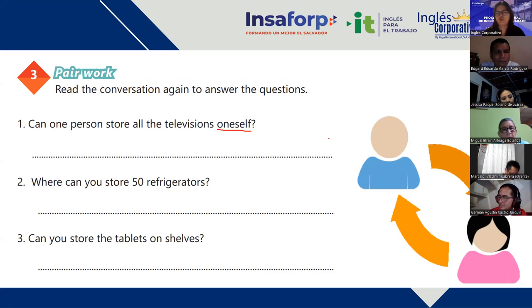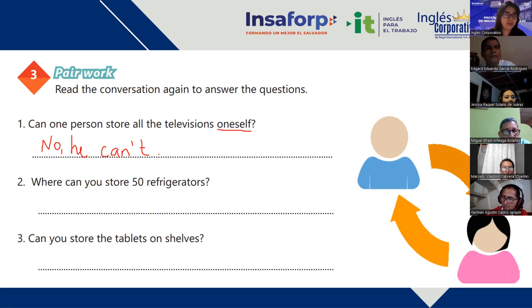Oneself means solito. What do you think? Si a usted le tocara. No, he can't do it. ¿Verdad que no? So you say no. Here we're talking about possibility, pues no puede, no porque no tenga la habilidad, sino porque no es posible, ¿verdad? A menos que le den toda la semana para hacer.